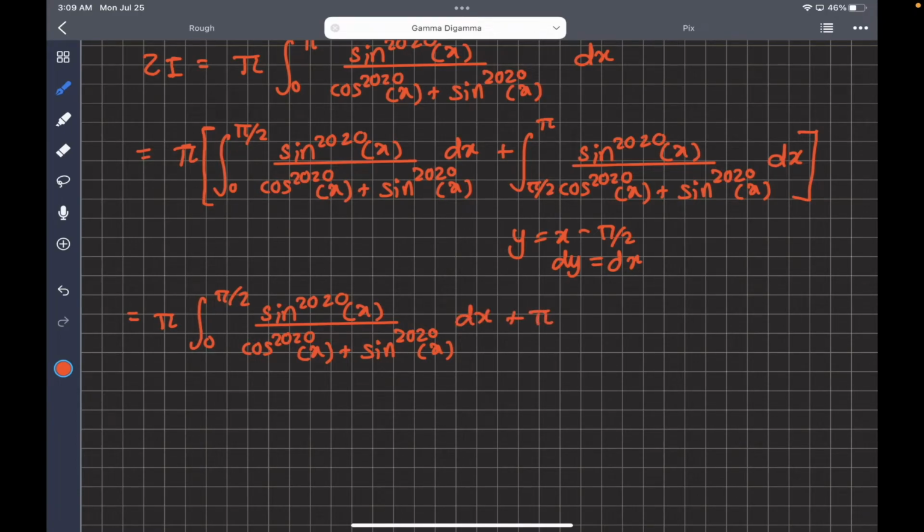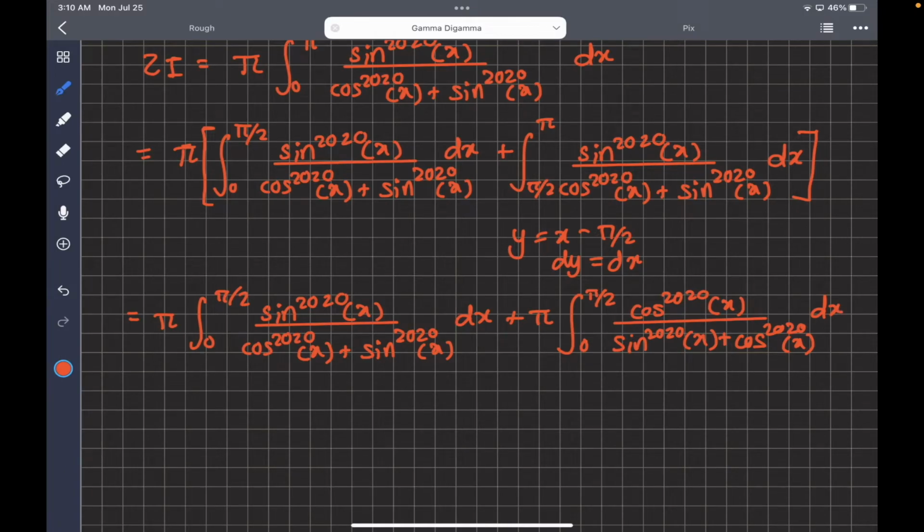Plus pi times, if we use this substitution, upper and lower limits are going to be 0 and pi over 2 respectively. The sine, however, becomes a cosine while the denominator remains the same, because sine and cosine basically just switch positions, and that's fine because addition is commutative. So sine to the 2020 of x, cos to the 2020 of x. How is this? Because of complementary angles.